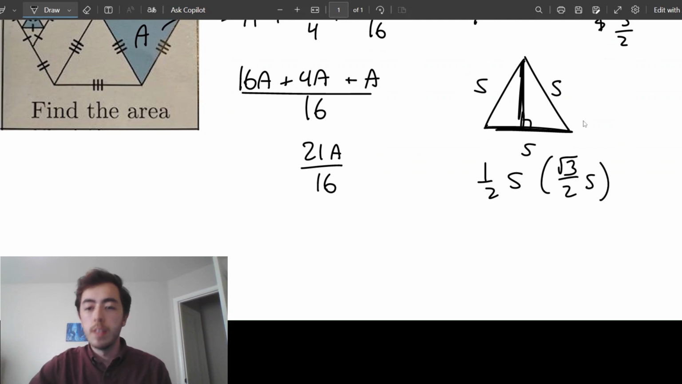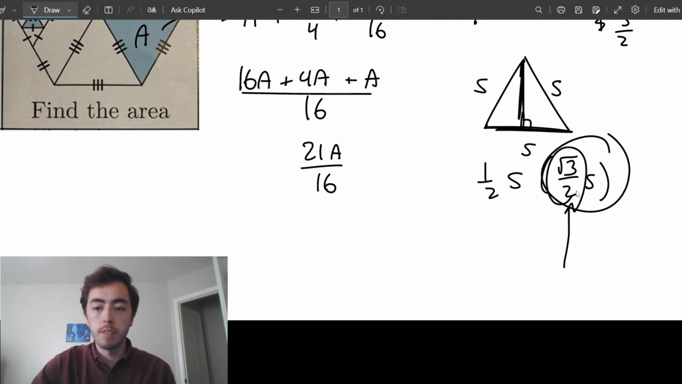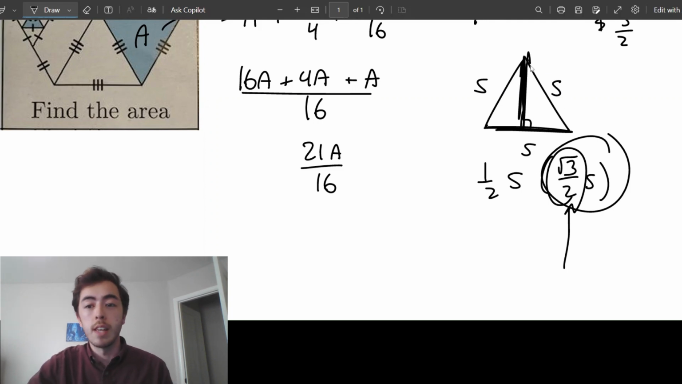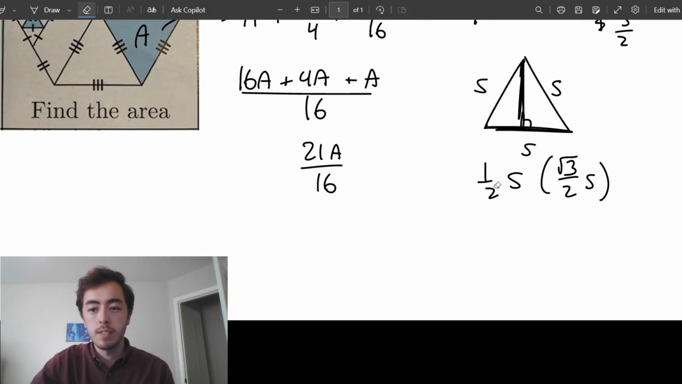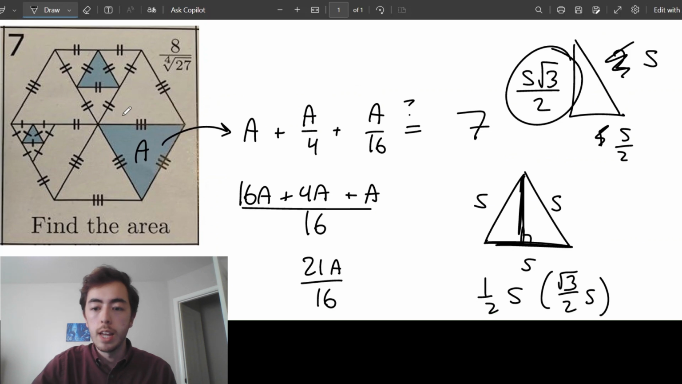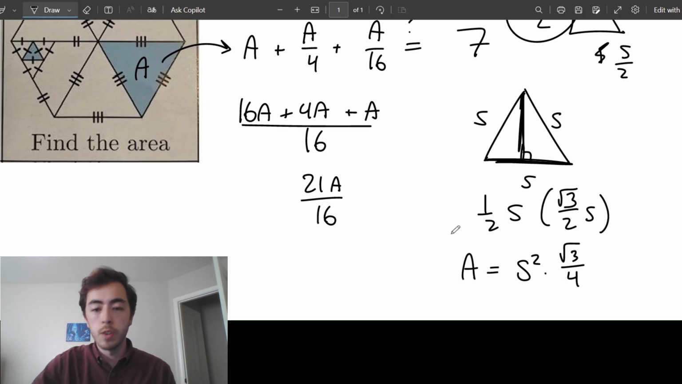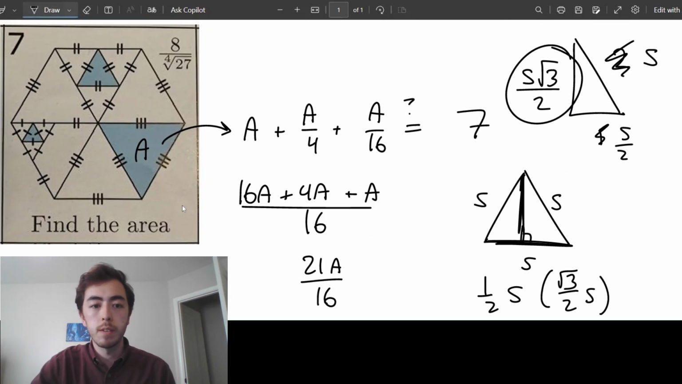A quick note: this number does make sense, because if you find the approximate value of this fraction, it's about 0.87, a little bit less than 1. Essentially this height right here is a little bit less than the slant height of S. So that's why this fraction makes sense. Ultimately, the area of this triangle is going to be S squared times root 3 over 4. And this is just the area of the triangle, and I'm calling it capital A because it'll be the same area as this blue triangle right here.